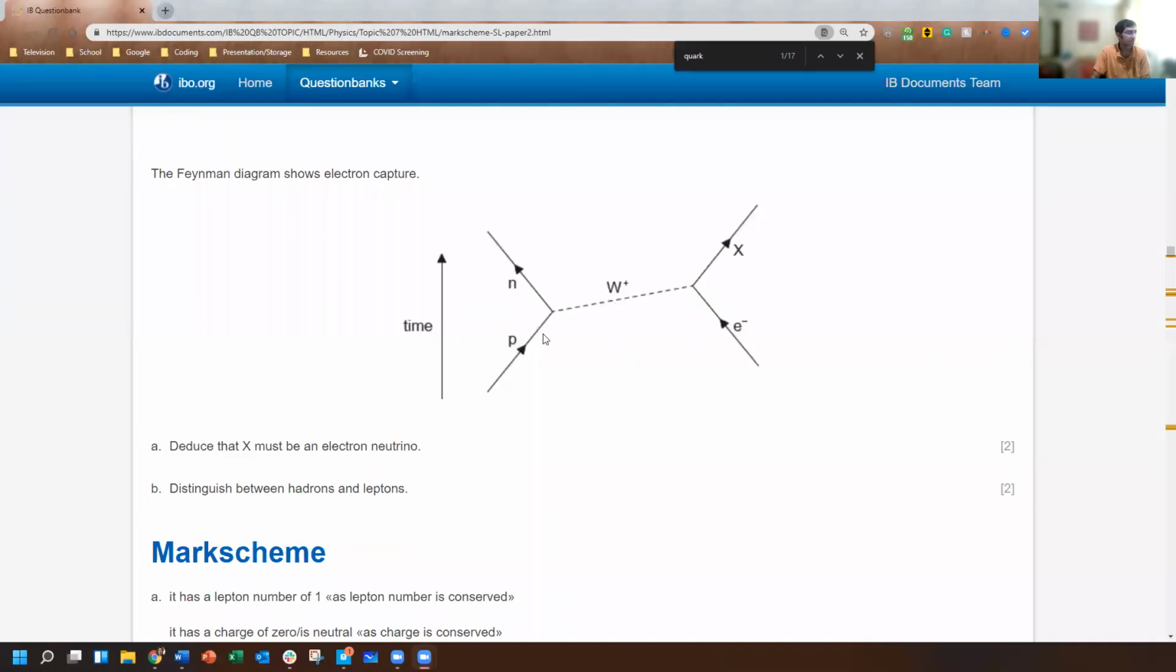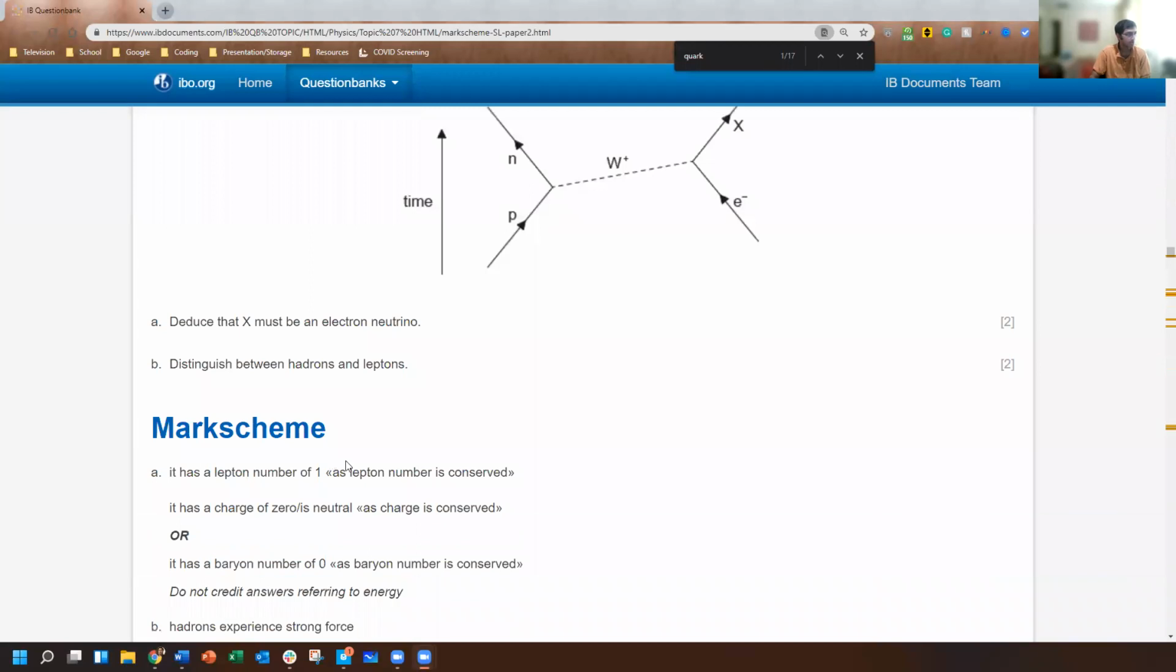Let's see what they put in there. Yep, so it has lepton number of 1, and it has a charge of 0, or a baryon number of 0. So good.